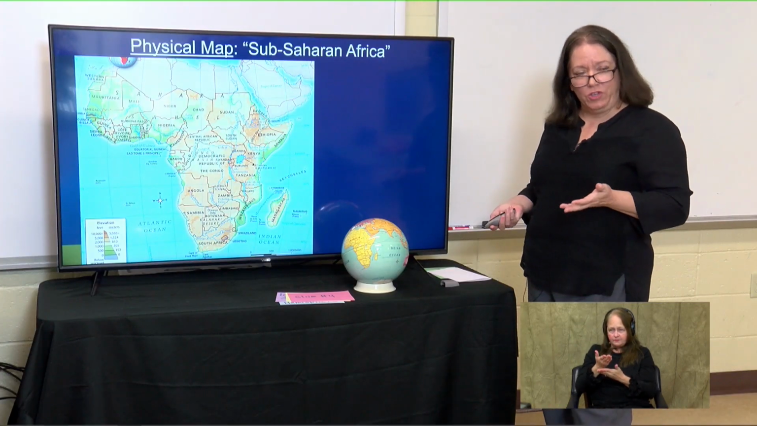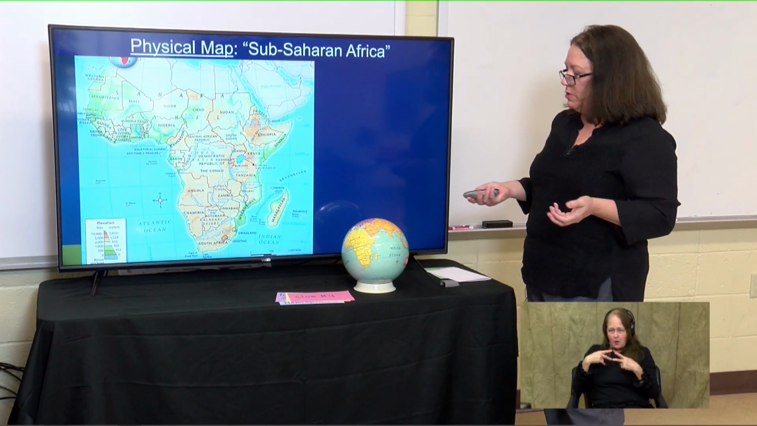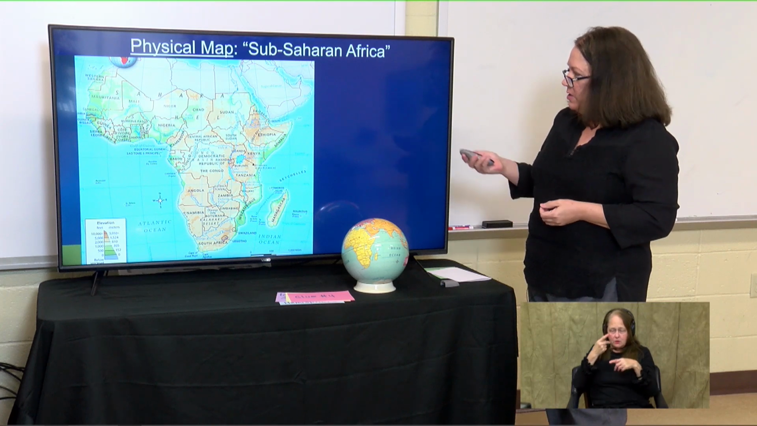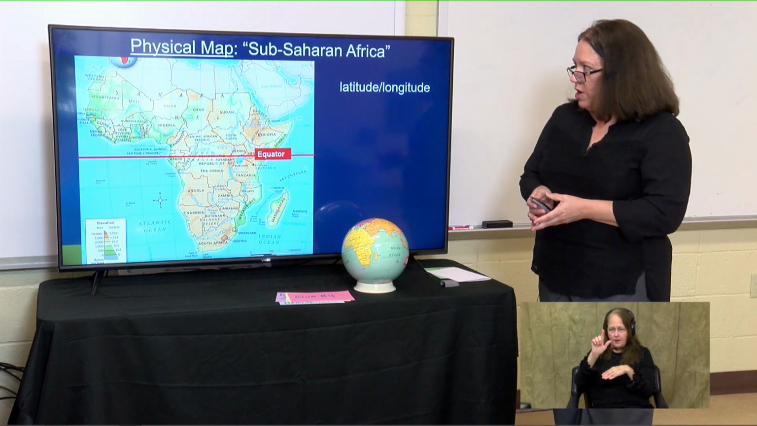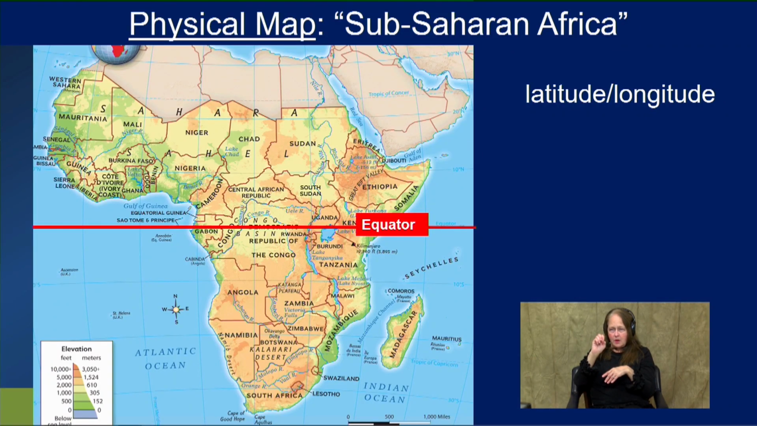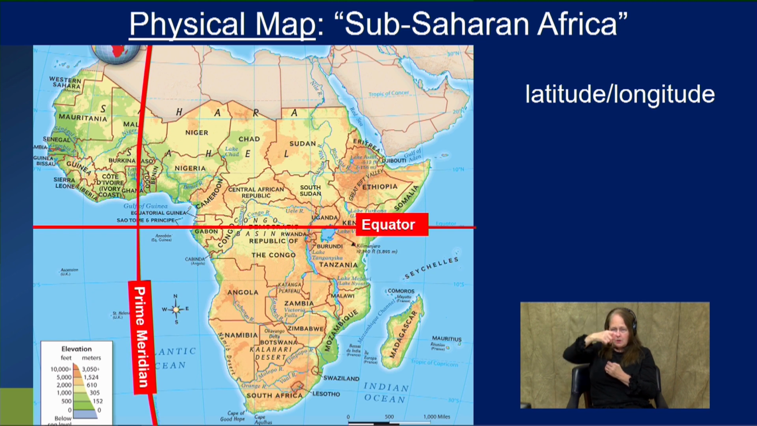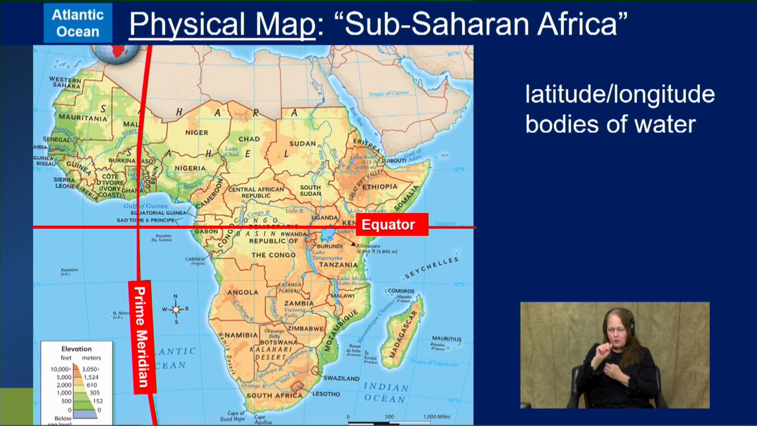Let's take a look at the physical map of sub-Saharan Africa. We always want to see what's going on there. So let's look at the latitude and longitude. First of all, Africa has the equator running right through it. Okay, this is our 0 degrees line of latitude. And also the prime meridian runs through the western part of Africa.